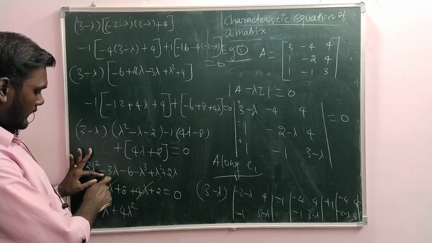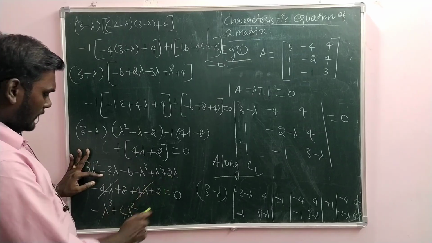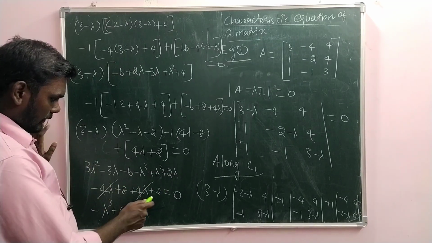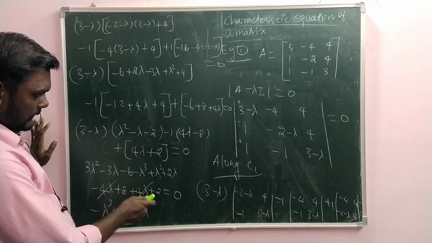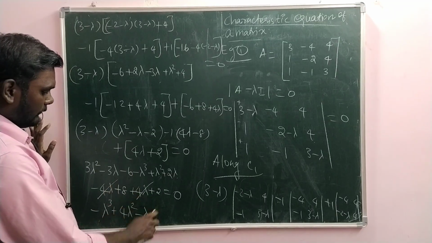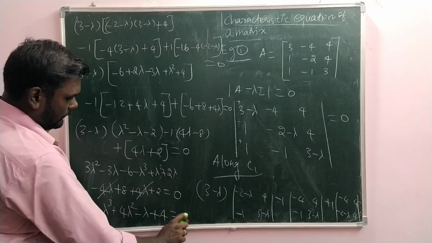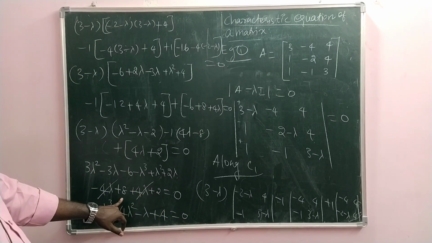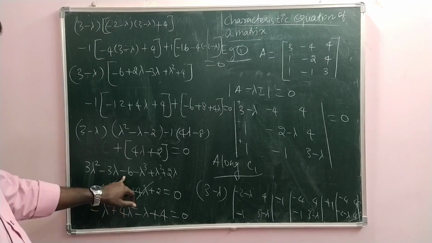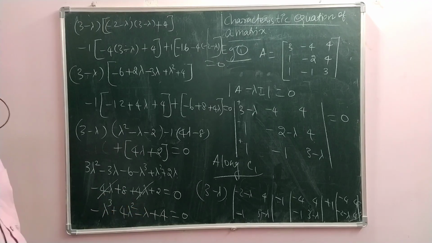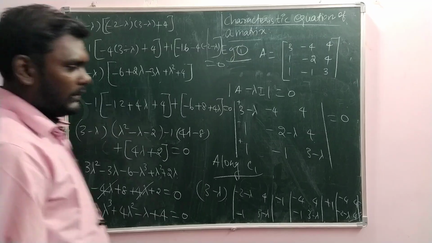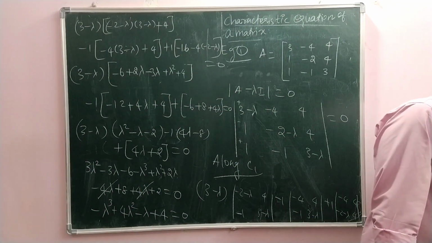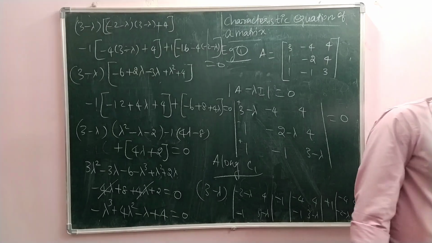And then lambdas and all, minus 3 lambda plus 2 lambda, which is minus lambda. Now minus 6 plus 2, which is minus 4 plus 4 equal to 0. See, minus 6 minus 6 plus 10, which is what? Plus 4. Now multiply with negative. We'll be getting lambda cube minus 4 lambda square plus lambda plus 6.